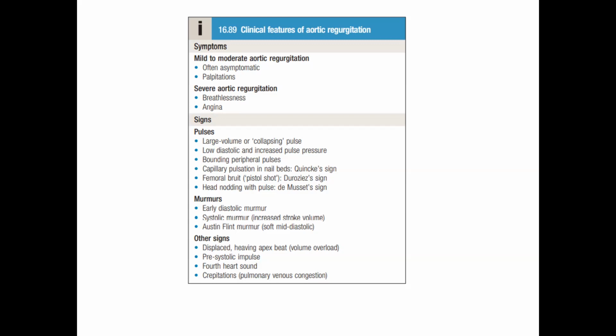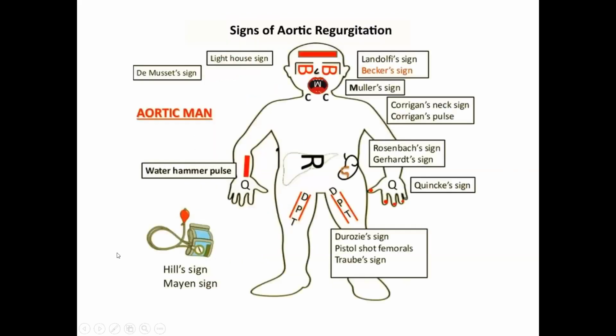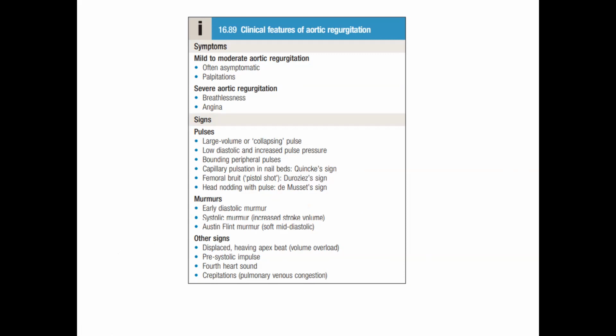What happens in aortic regurgitation is there will be backflow of blood, which leads to increased pressure all over the body, and we can see the pulsations everywhere in the body. These pulsations seen everywhere in the body are represented by signs. So there will be a large volume or collapsing pulse.